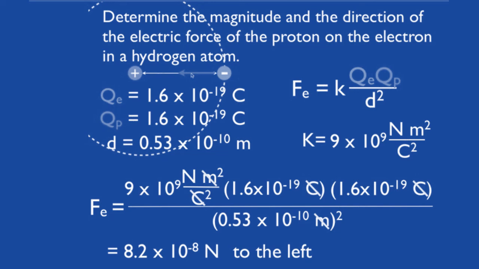Okay, now it happens that we have two charges, and if the electron feels a force of 8.2 times 10 to the minus 8 newtons to the left, the proton feels a force which is equal but in the opposite direction, 8.2 times 10 to the minus 8 newtons to the right. So we have equal and opposite forces in this situation, and that is always the case when you have two charges.